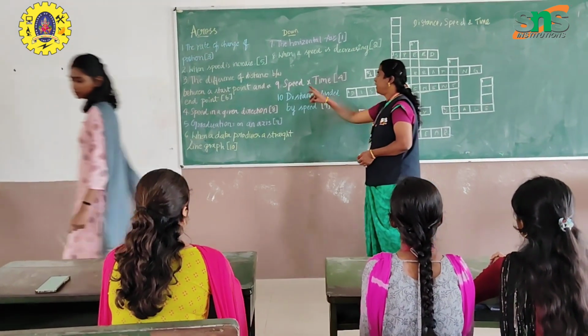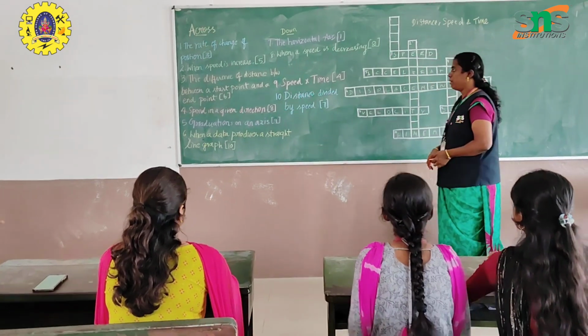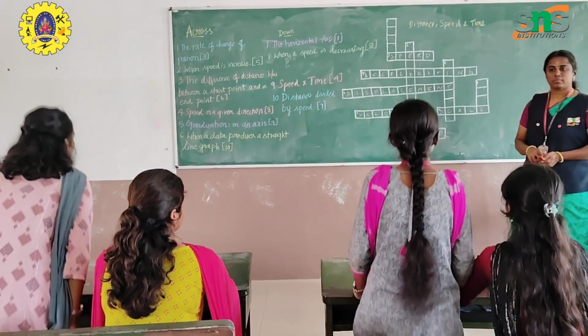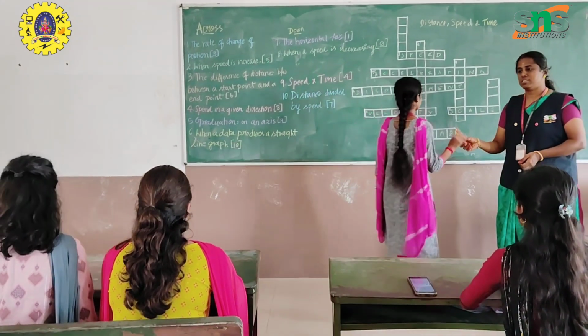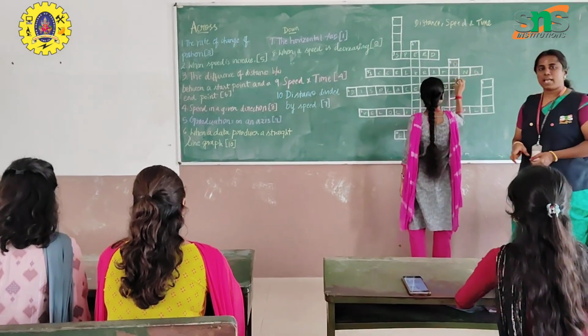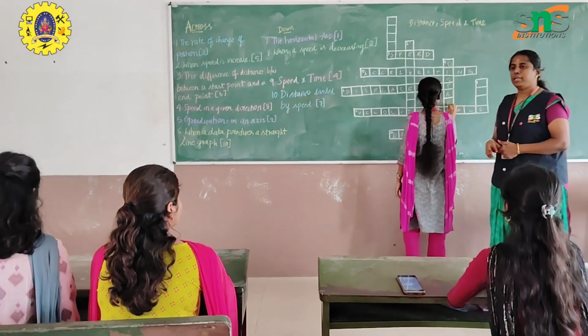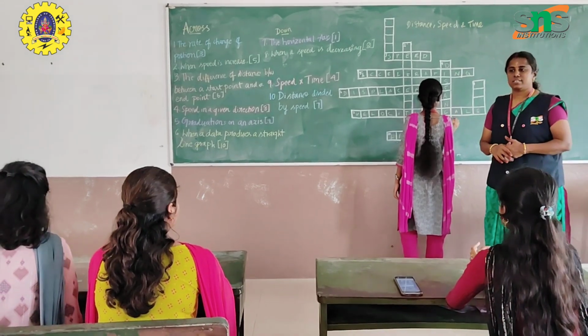Next one is what? Speed into time. Speed into time is what? Distance. We obviously know that speed into time is distance. And we can also measure time with the help of this formula: time is equal to distance by speed.